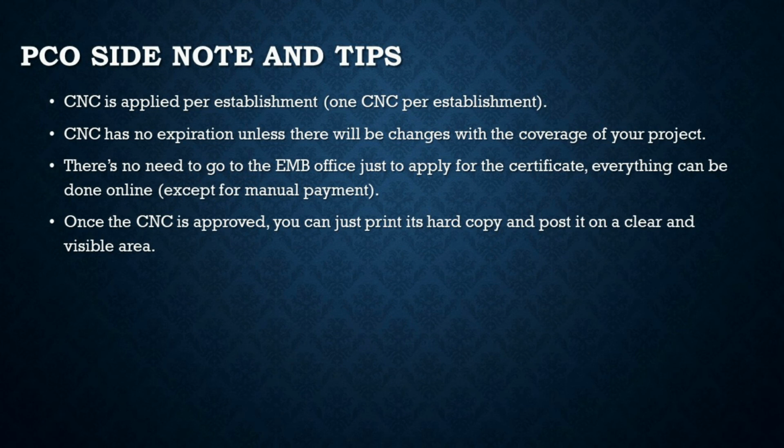Let's now proceed with our PCO side note and tips. Number 1. CNC is applied per establishment. It means 1 CNC per establishment. Second, CNC has no expiration unless there will be changes with the coverage of your project, like for example, a project expansion. Third, most of the certificates and permits are applied online, such as PTT, ECC, and HGID. And lastly, once the CNC is approved, just print it and make sure to post it on a clear and visible area.